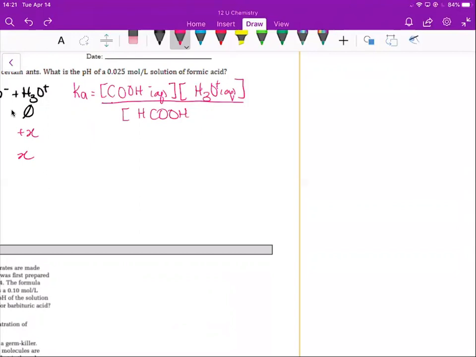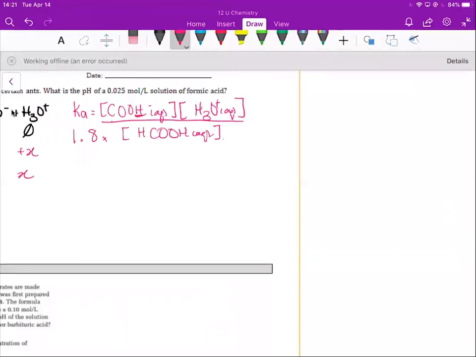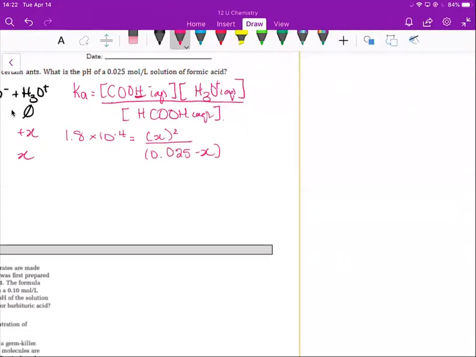Oh, and I just messed you guys up because I put this hydrogen here. It doesn't matter which hydrogen you take off. Okay. All right. So then we're going to plug in everything. So now I have my Ka. I know that it's 1.8 times 10 to the minus 4 equals X squared over 0.025 minus X. Oh, we have to do quadratic.